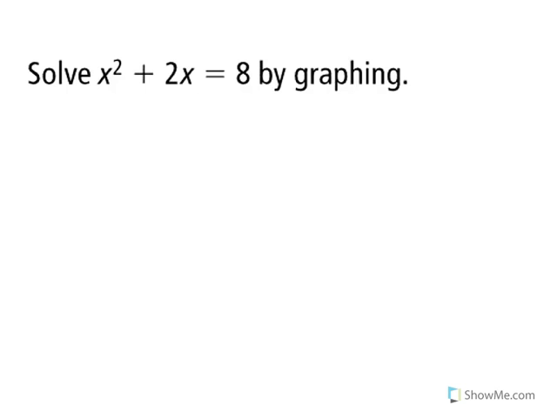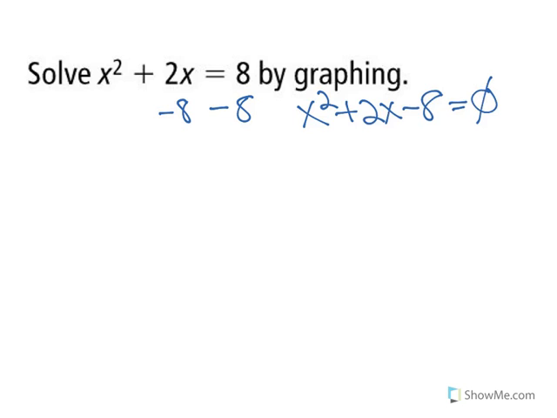So let's start. We have to subtract our 8 on both sides. So I'm going to write it over here. So that gives us x squared plus 2x minus 8 equals 0. Okay. So let's do this one using the -b/2a formula.